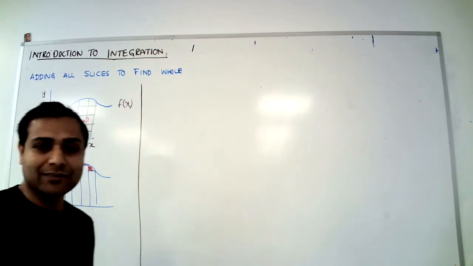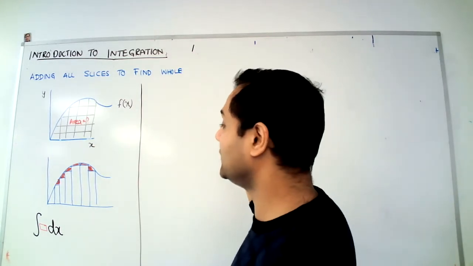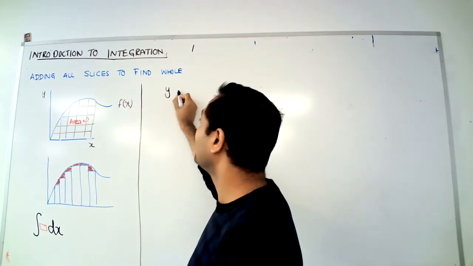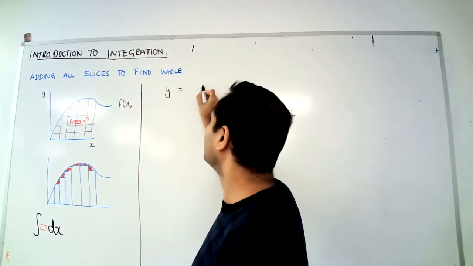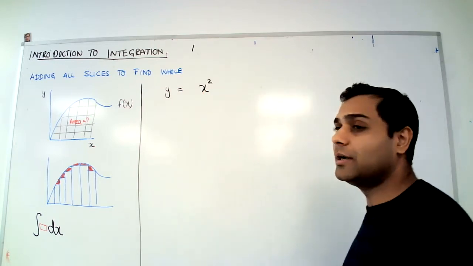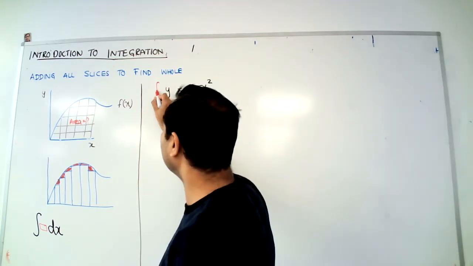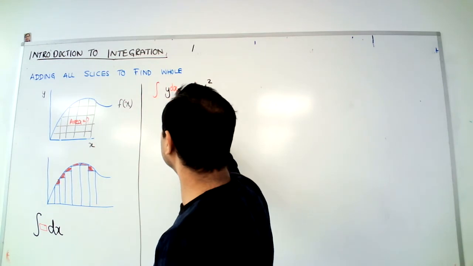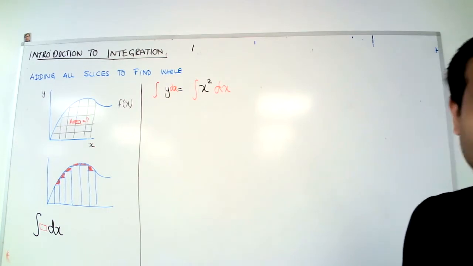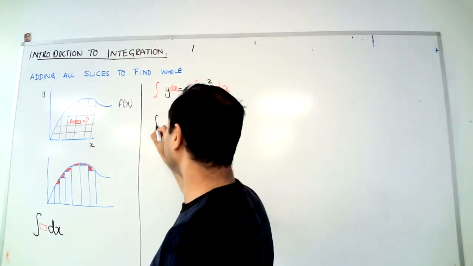Okay. Now let's say I have an equation, and I want to integrate. So let's say I have y equals x squared, and I want to integrate this thing. When I integrate, I need to put this operator on both sides. This is the integral operator. I apply that on both sides. Now, when I do that, this side will become like this.